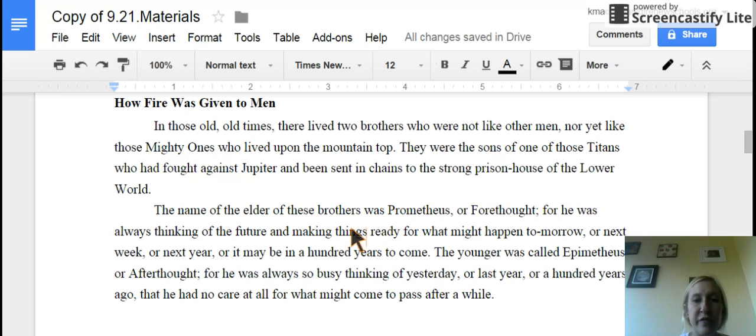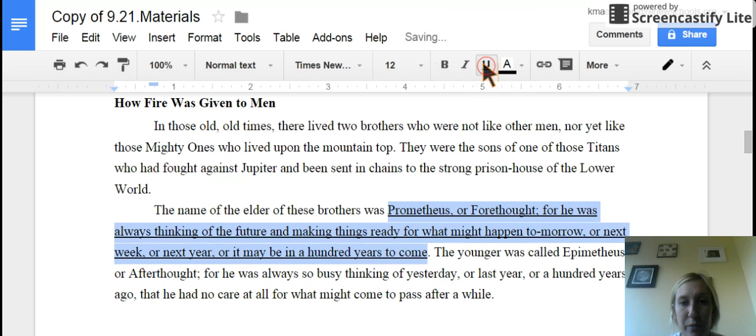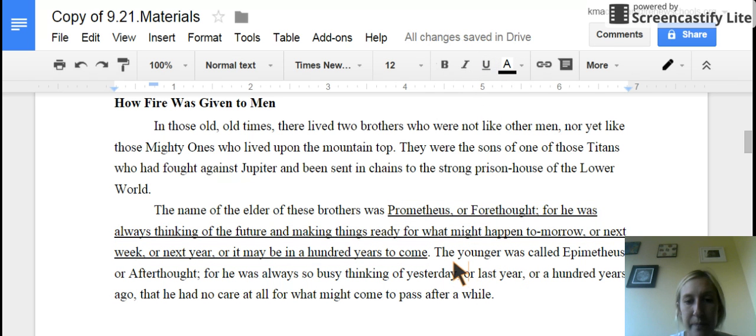The name of the elder of these brothers was Prometheus, or forethought, for he was always thinking of the future and making things ready for what might happen tomorrow, or next week, or next year, or it may be in 100 years to come. I'm going to underline all of this because we are tracking Prometheus's actions and character traits, and this definitely tells us about Prometheus.